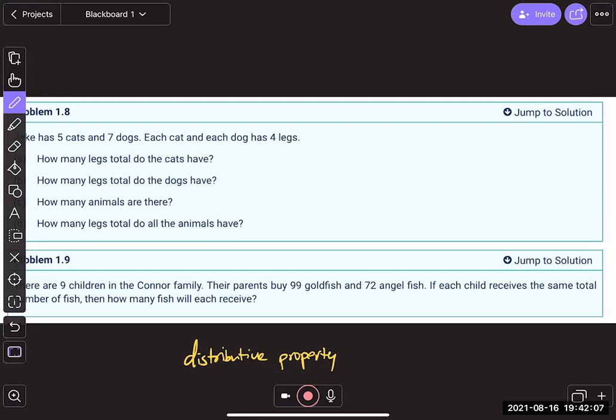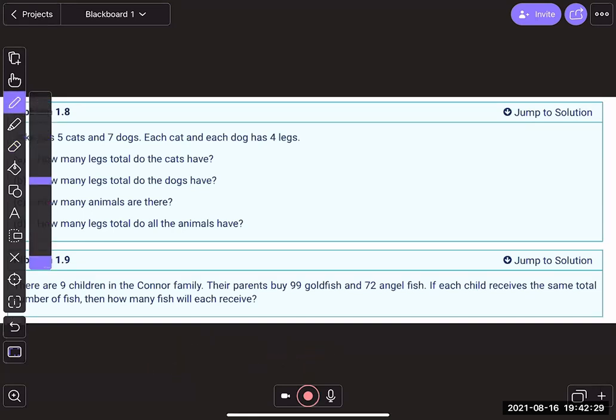You're not sure. Okay. We can throw it over to someone else. Does anyone here have an idea of what the distributive property says? Okay. If we're not sure, we can actually take a look at question 1.8. Maybe looking at this question would help us.